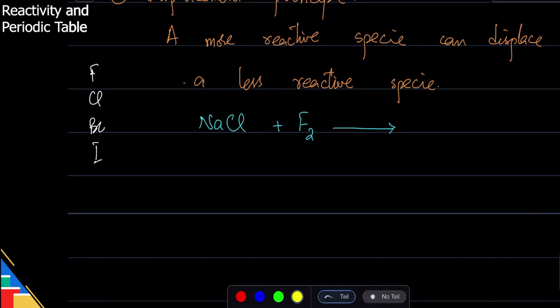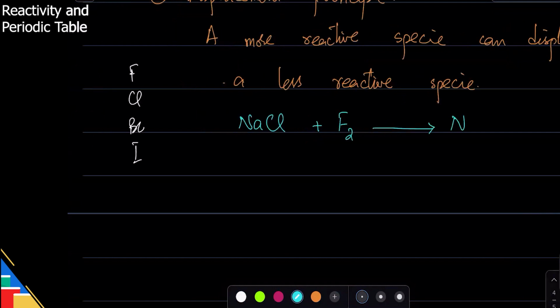Smaller atom, non-metal, more reactive. Chlorine is a bigger atom, less reactive than fluorine. So fluorine is more reactive. Chlorine is less reactive. So what will happen is that fluorine will displace, it will take its place. So instead of sodium chloride, we will now get sodium fluoride. And chlorine will have no choice but to go out.